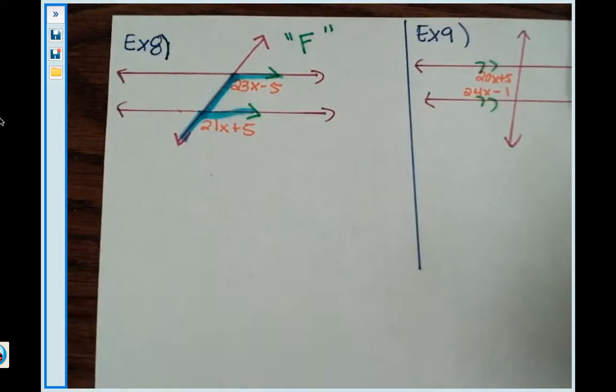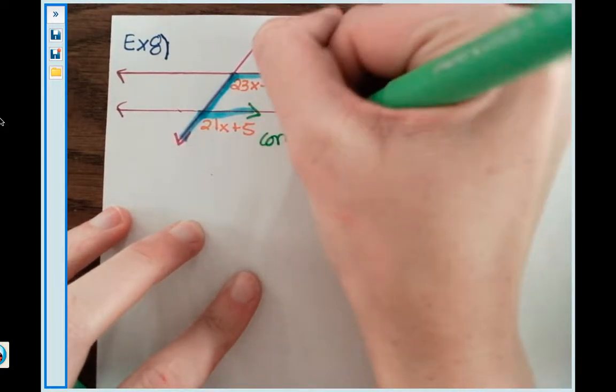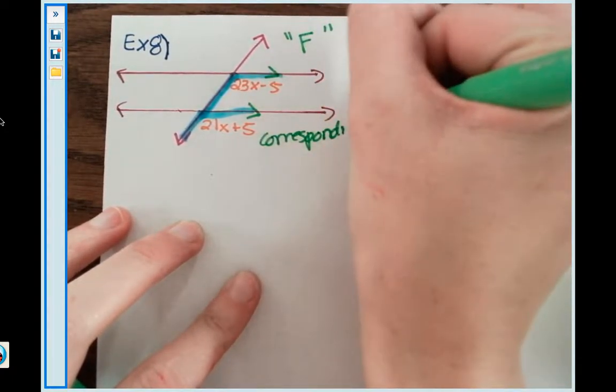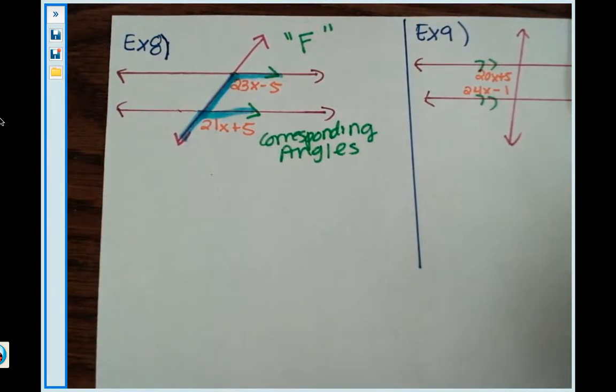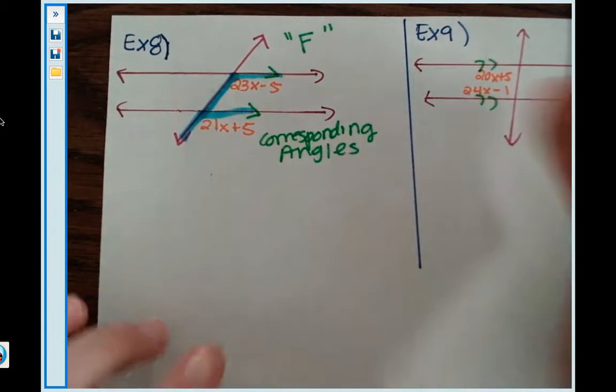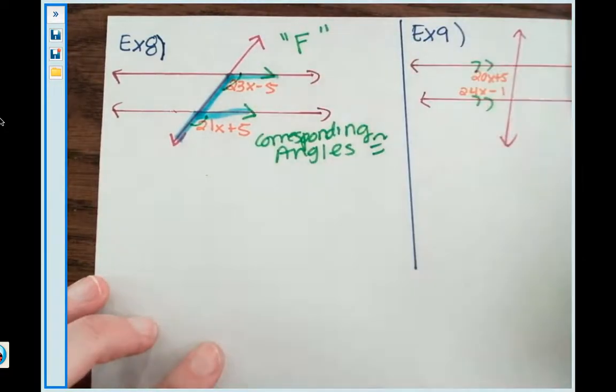And what is the angle pair that makes the shape of an F? They are corresponding angles. So these are corresponding angles. And how do corresponding angles relate to each other? Well, all of them are congruent except same side interior angles. So guess what, you guys? These are going to be congruent. Yay. So this is congruent to that.